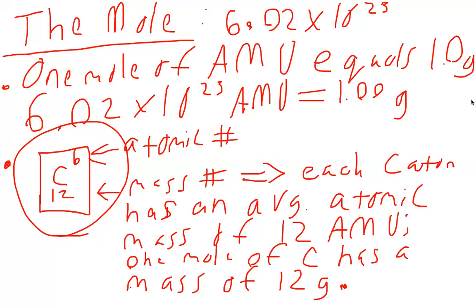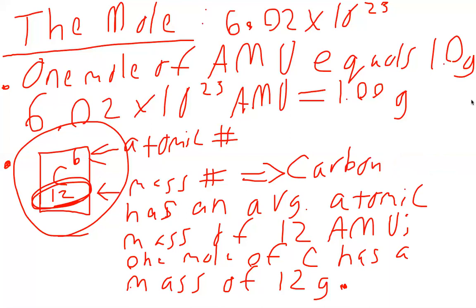So once you look at your periodic table for whatever element you've got, you say to yourself, okay, this is the mass number. And the mass number tells me that, and I don't like the way I wrote this. I said each carbon atom. I'm going to say carbon atoms have instead of each carbon atom has. That's just a better way to write that. Carbon atoms have an average atomic mass of 12 AMU. So 1 mole of carbon has a mass of 12 grams.